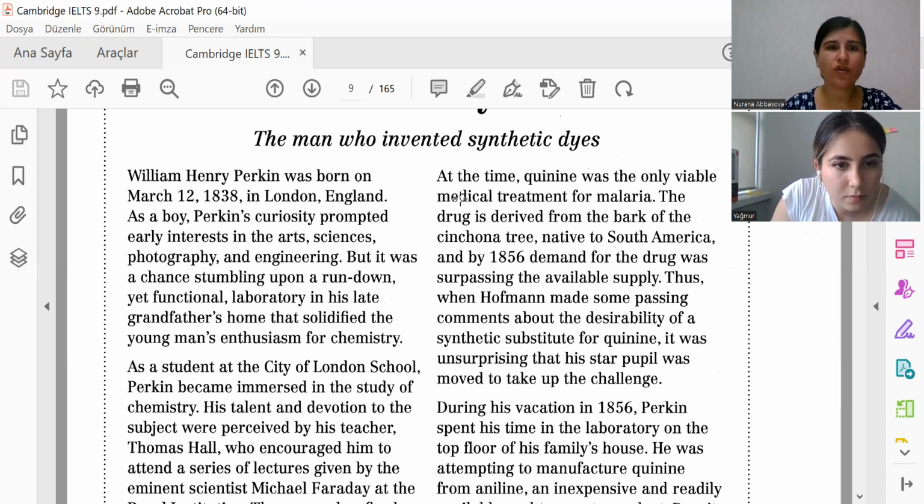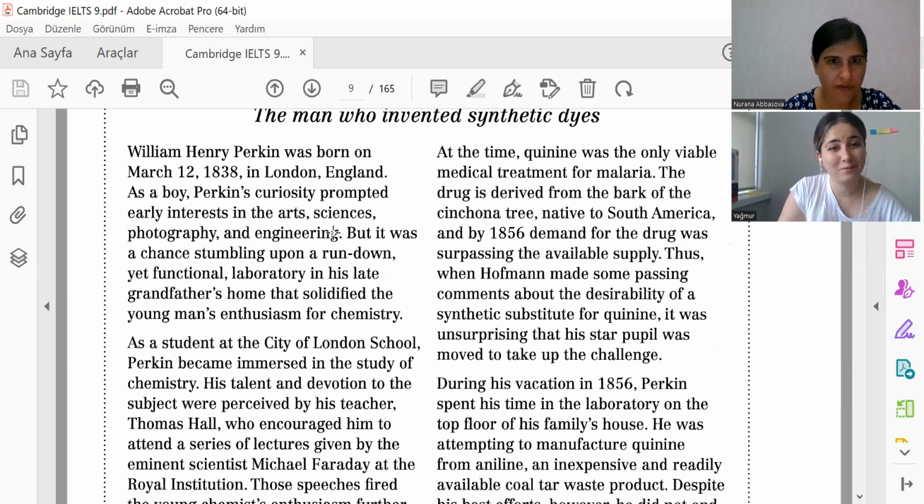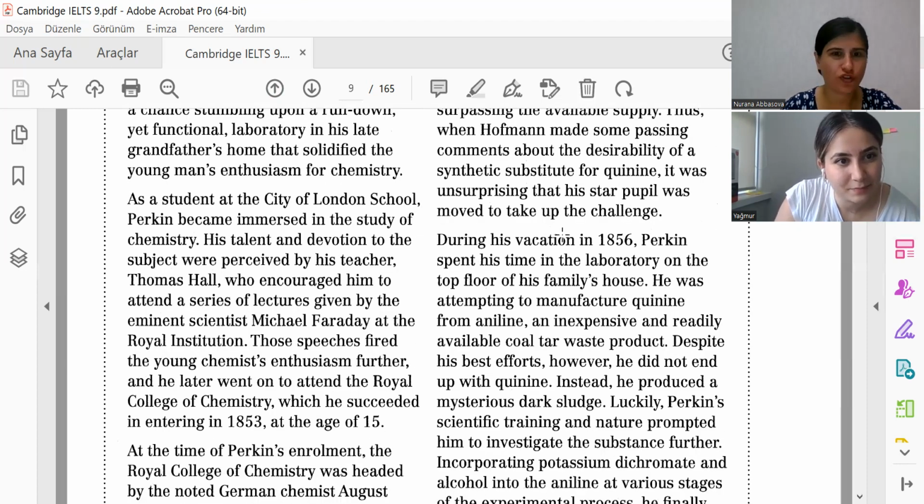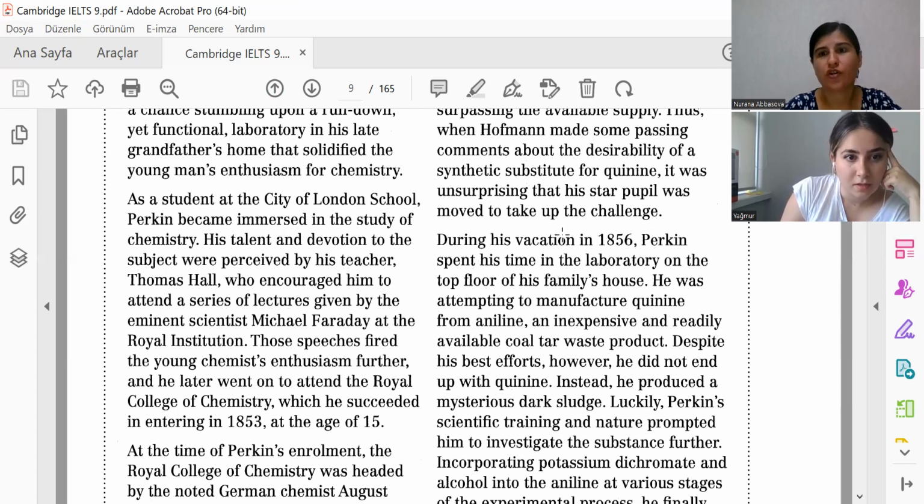So you have to find what? Perkin and Faraday together. Is there Faraday? No. Perkin, yes. Faraday, no. So go down, go down. Do not lose time. As a student at the City of London School, Perkin became immersed in the study of chemistry. His dominant subject was chemistry, I mean, his talents and devotion to the subject were perceived by his teacher, Thomas Hall, who encouraged him.